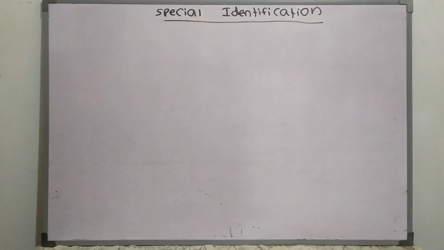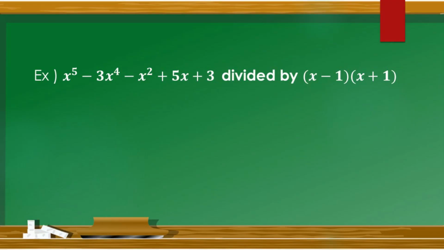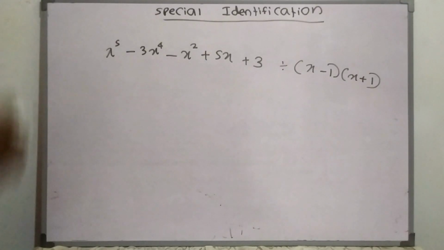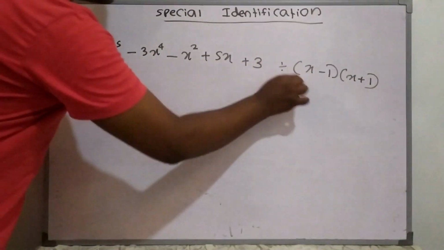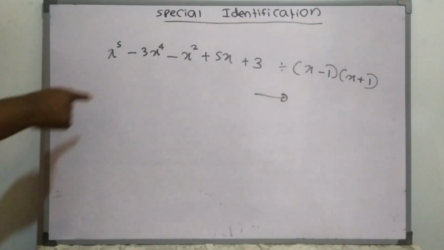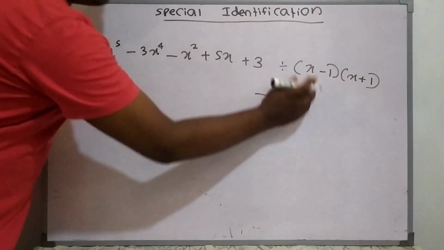Okay, let's look at an example. Assume you have a polynomial function x to the power 5 minus 3x^4 minus x squared plus 5x plus 3. I'm going to divide by x minus 1 and x plus 1, and I need to find the remainder. The divisor is second order and our function is fifth order, so the remainder will be first order.